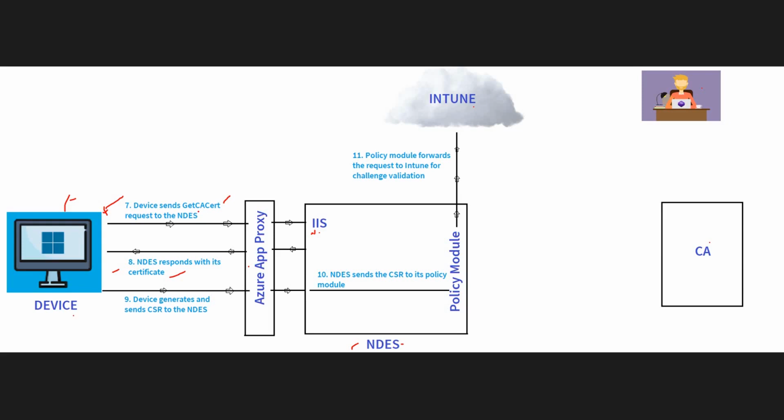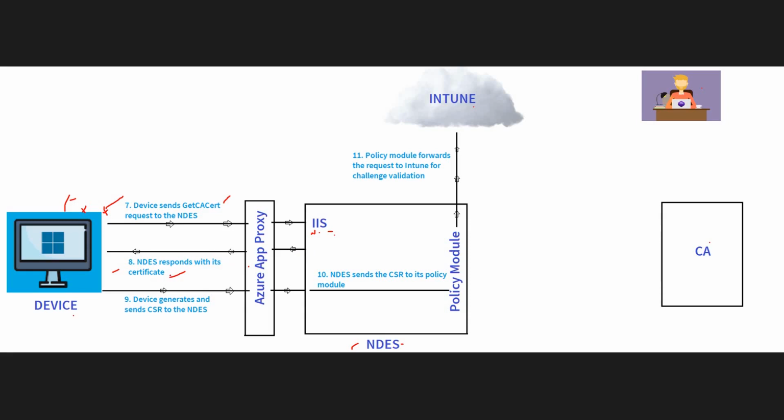In step 7, the device did a get CA cert request, which went to the IIS of the NDES server. We were able to track the get CA cert request getting generated from the device by checking it in the Xcode log or by checking it in the Company Portal log. And in the IIS server, we were able to see that the device has successfully sent the get CA cert request, and now the NDES server has to respond to the get CA cert request. How does the NDES server respond?